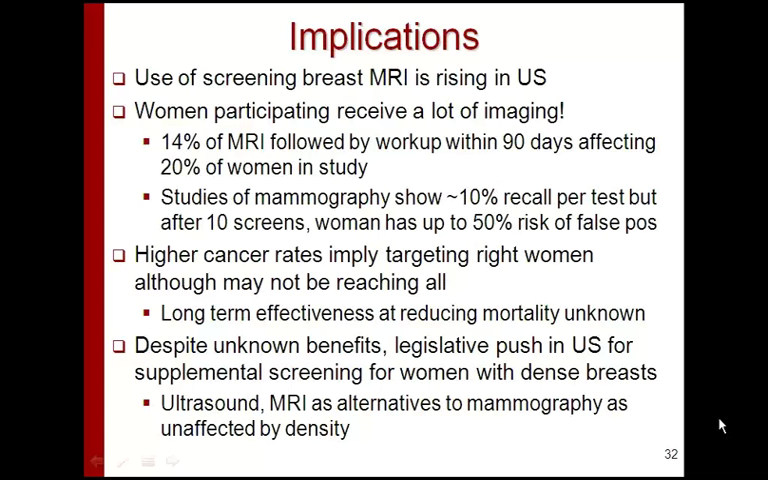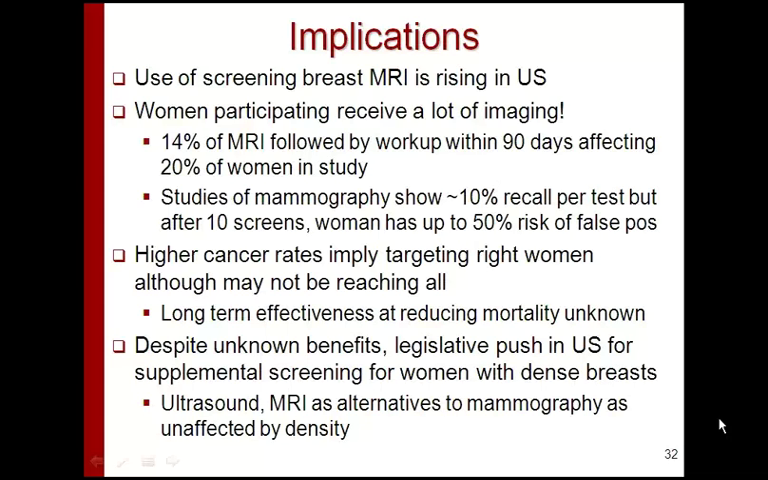We can say that at least our higher cancer rates that we're seeing make us think that we're getting at least some of the right women, but again, we don't think we're reaching all. And I think the other thing to keep in mind is the long-term effectiveness of breast MRI at reducing mortality is really not known. So it could be the cancers that we're detecting by MRI, especially maybe in the lower risk women, are ones that may not have harmed the woman or would have been detected later by mammography. There may not be that big of a benefit from adding MRI.